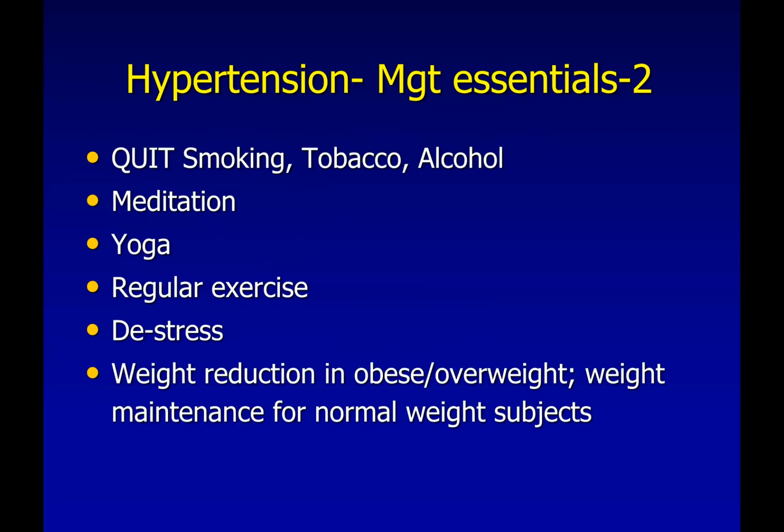Now, these are essentials. Quit smoking, tobacco, alcohol. All forms of tobacco have to be quit. Alcohol, again, is not advocated for hypertension. And try to meditate. Anxiety is a predisposing factor for hypertension.